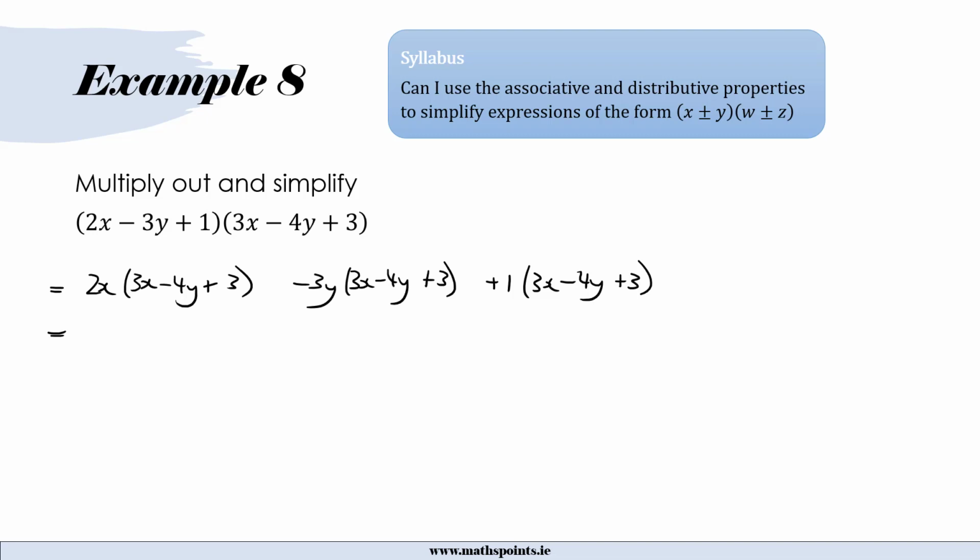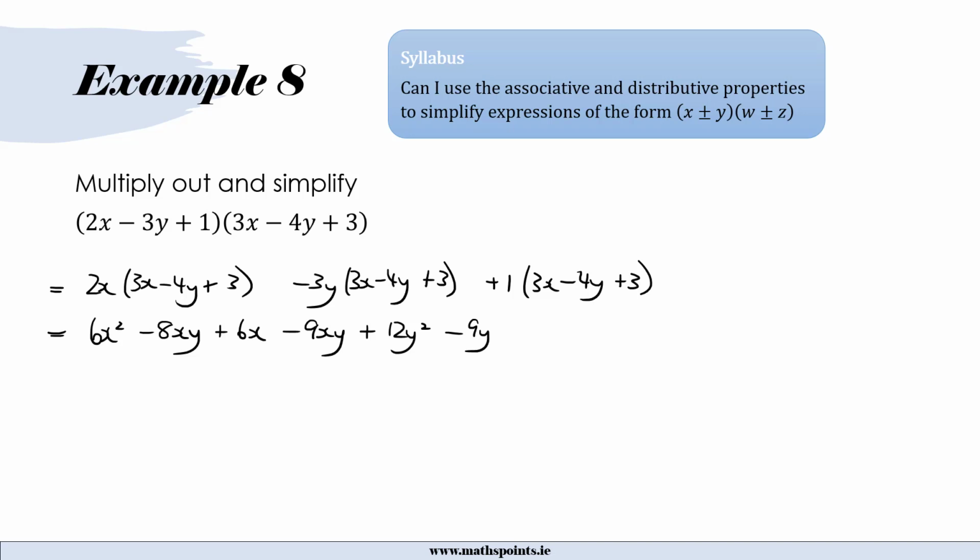Okay, multiplying all this out, we have 2x by 3x is 6x squared. 2x by minus 4y is minus 8xy. Again, we have 2 variables, x and y, and we go in alphabetical order, just writing them beside each other. 2x by 3 then is 6x. The second set of brackets, we have minus 3y by 3x, which is minus 9xy. Again, we're going with alphabetical order. Minus 3y by minus 4y is plus 12y squared. And then finally, minus 3y by 3 is minus 9y.